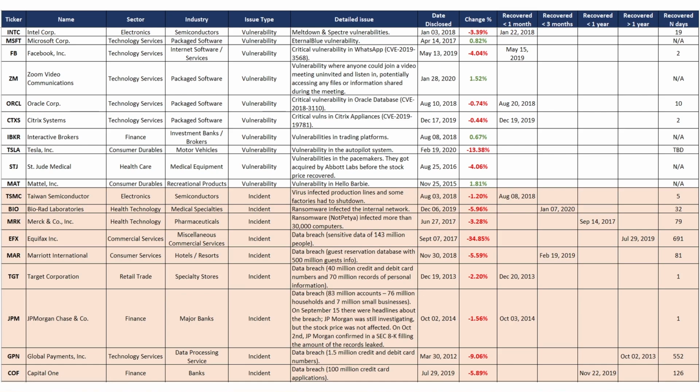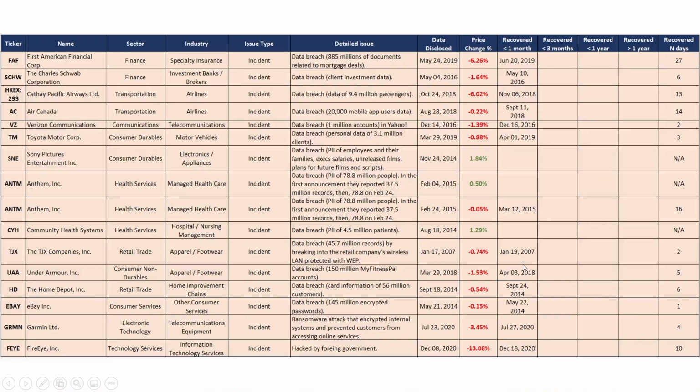Unlike the incidents, for instance, these two in the health care sector, they had a ransomware attack. They recovered in less than 1 year. However, in this other slide full of incidents, data breaches in different sectors, you will see drops in the price. Nonetheless, they recovered in less than 1 month, as you can see here in the dates. In a couple of weeks, in 2 or 3 days.